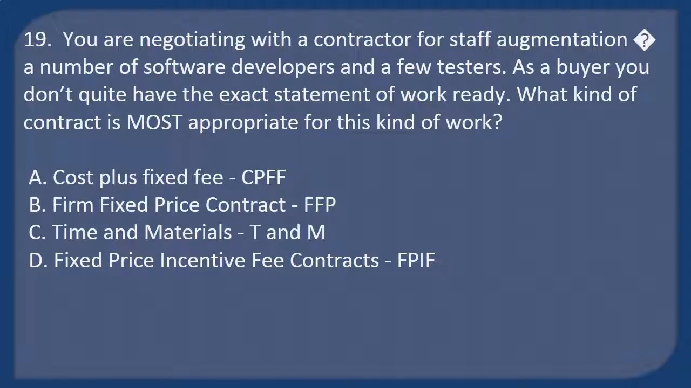Question 19. You are negotiating with a contractor for staff augmentation, a number of software developers and a few testers. As a buyer, you don't quite have the exact statement of work ready. What kind of contract is most appropriate for this kind of work? A. Cost plus fixed fee, CPFF. B. Firm fixed price contract, FFP. C. Time and materials, T&M. D. Fixed price incentive fee contracts, FPIF.